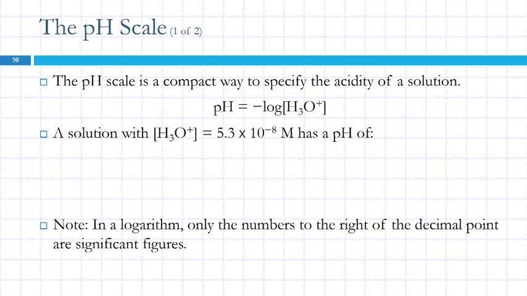Okay, this is where we're at. The concentrations of hydronium ion are all over the place. They could be as low as 10 to the minus 14, or as high as 0.1 or 1 molar. So that's 14 orders of magnitude. It's a huge spread. So we use the pH scale to make that more compact. With the pH, we're looking at powers of 10. So now instead of 14 orders of magnitude, we're looking at 14.